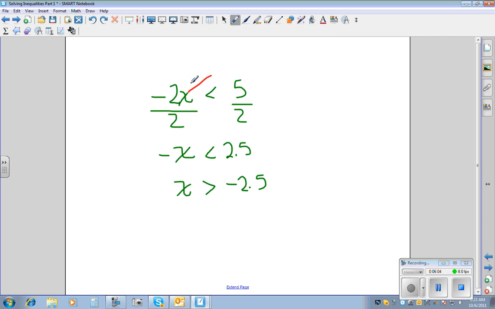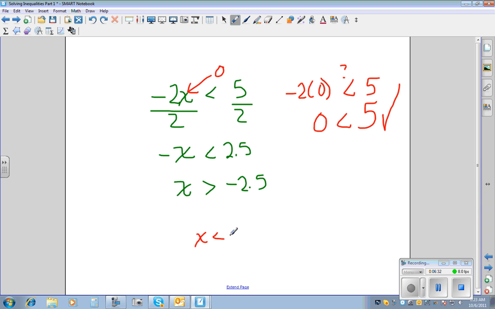So a number that I love to check is 0. 0 is greater than negative 2.5. So I'm going to say negative 2 times 0, is that less than 5? Well, negative 2 times 0 is 0. Is that less than 5? And that's true. Now you see, if I hadn't flipped the symbol, let's do it incorrectly, and we'll have x is less than negative 2.5.